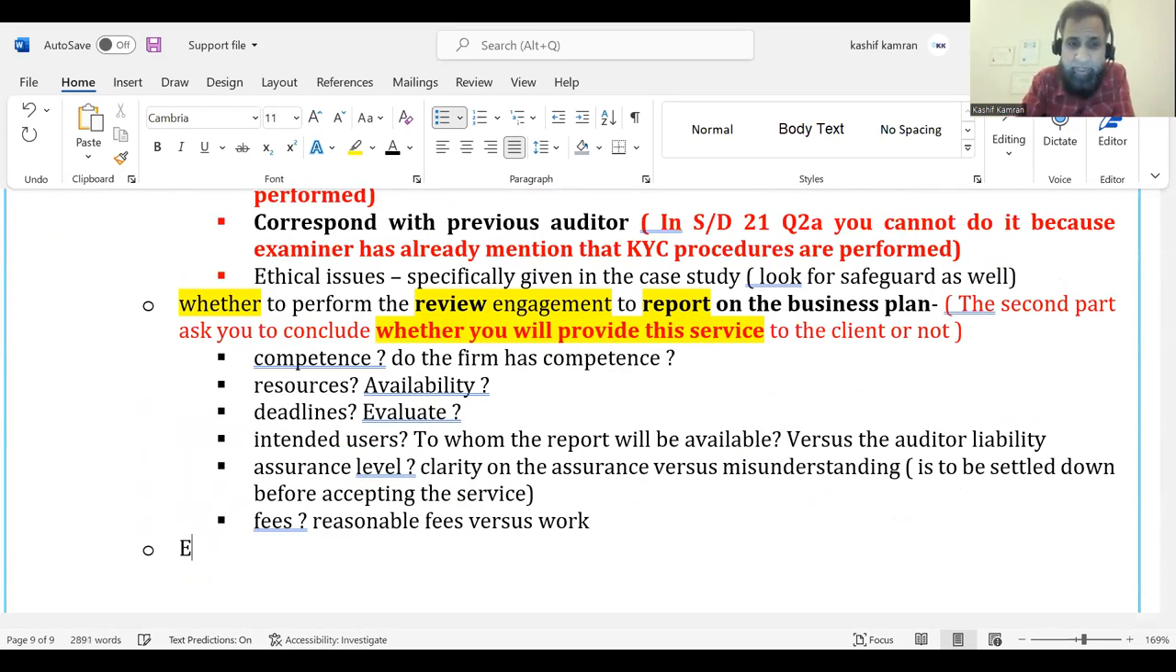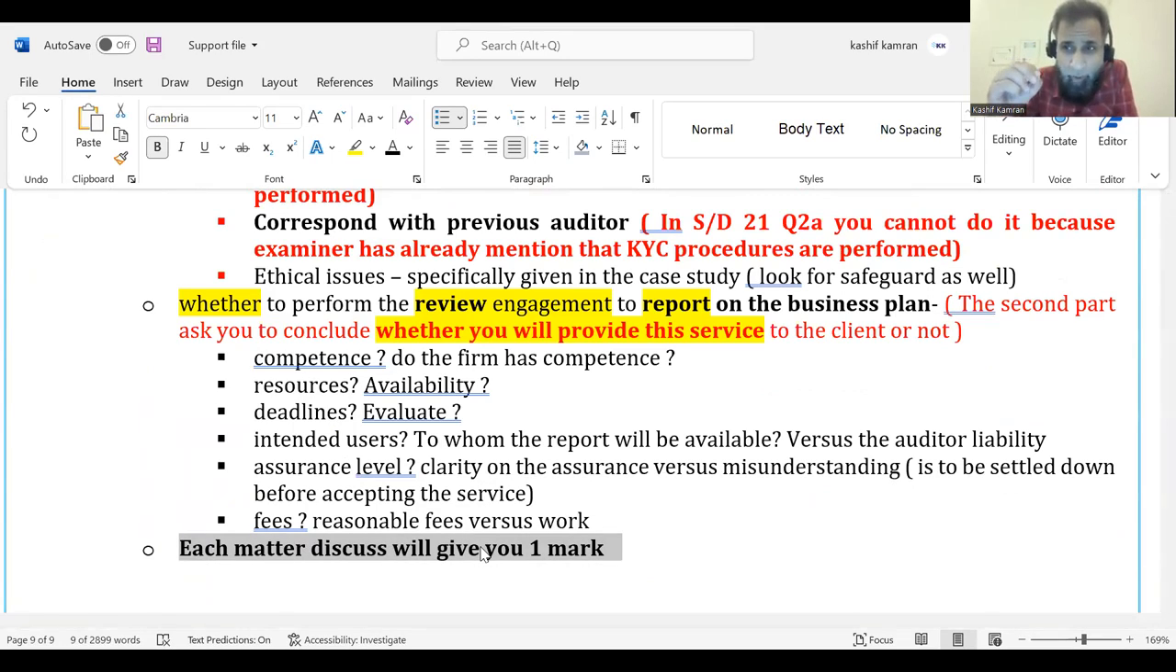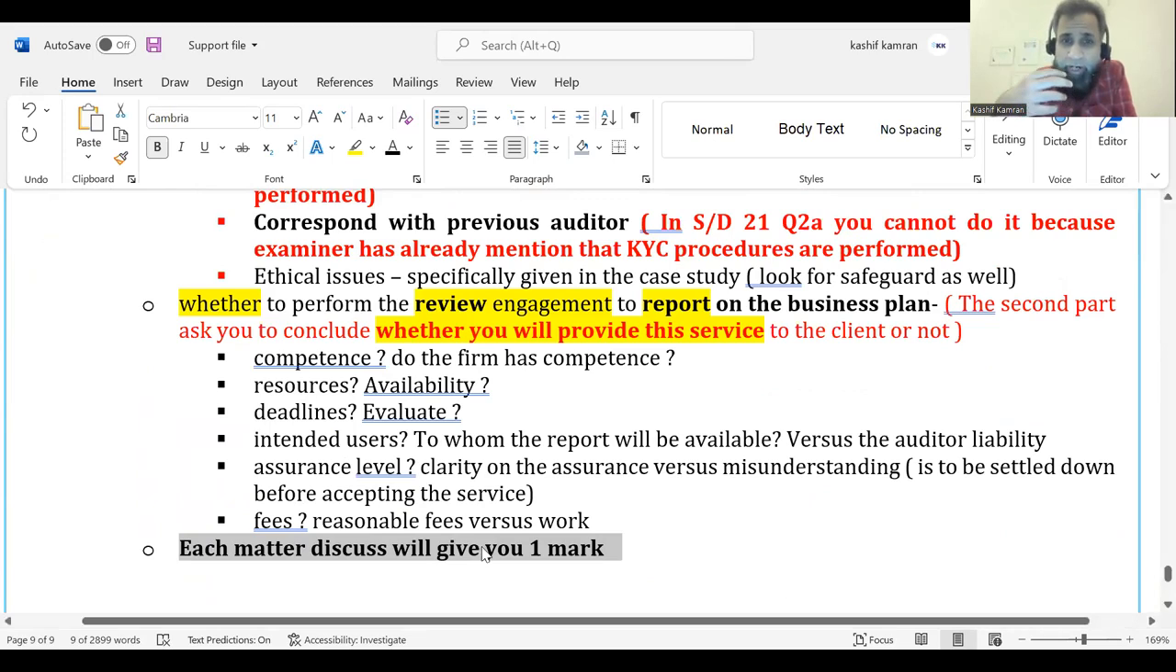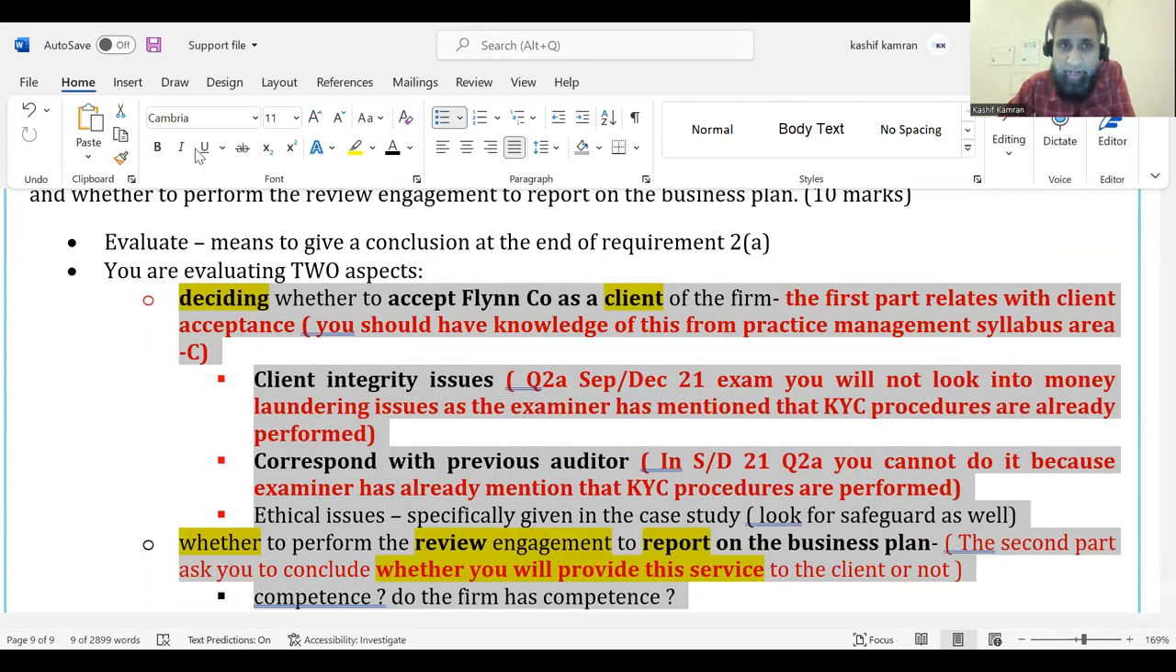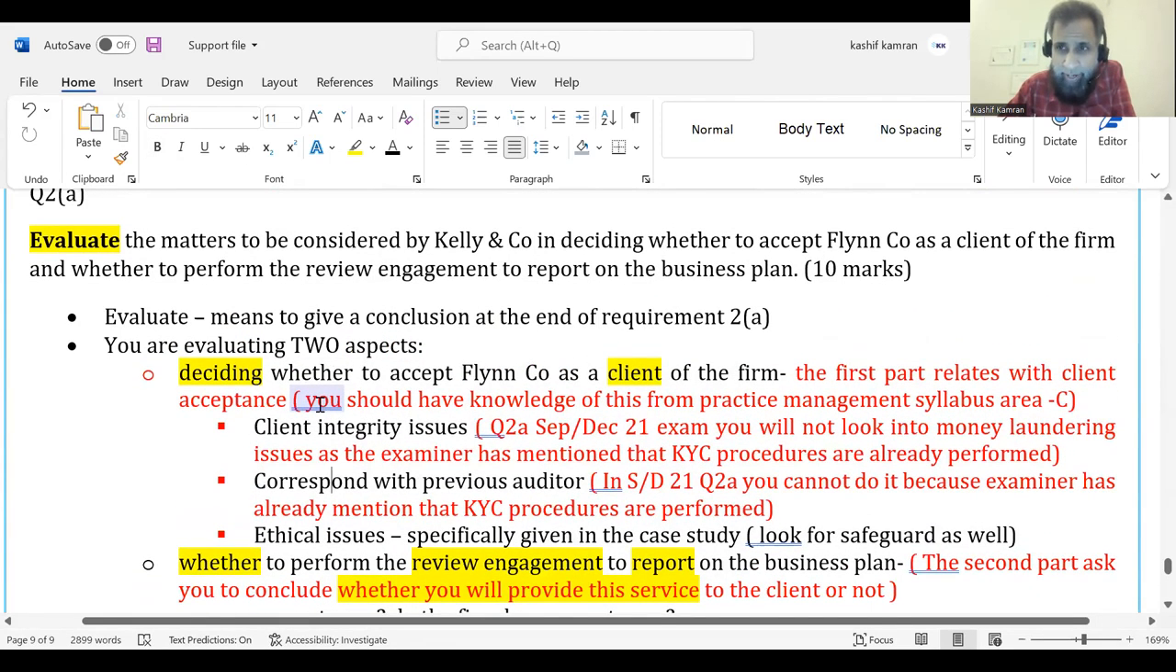So how many marks do we need to develop? Every matter you discuss will give you 1 mark. Is that clear? So you need to accumulate 10 matters. Every point you write will give you 1 mark. So suppose you're writing 2 points under client integrity, client integrity will give you 2 marks. Or you write 3 ethical issues, so you automatically get 3 marks for that, right? That is the marking scheme which you all need to remember for a question like this. I hope you're clear with it. Is that clear with question number 2A?